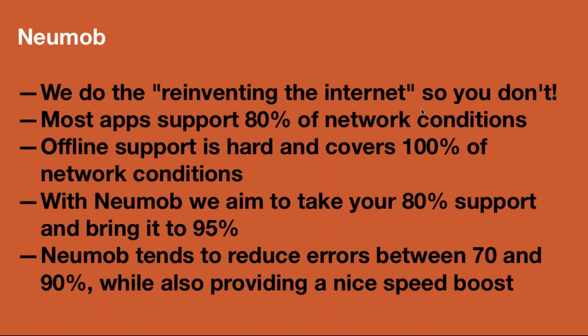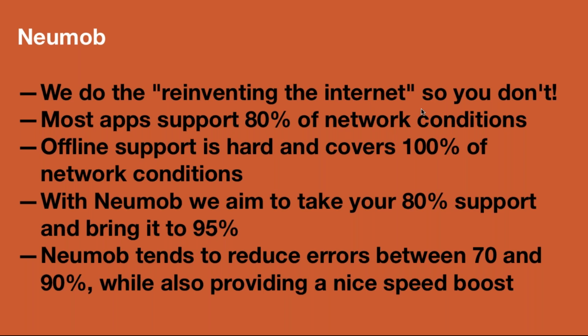So when you build an app, we like to say that most apps support about 80% of network conditions. They'll work on a slow connection, not very well. They'll work on a fast connection very well. They won't really work very well at all on no internet connection, unless that's been anticipated in advance. If you want to add offline support, that will cover all network conditions. But then you run into these problems with synchronization, with understanding where the network is, and so on. And so you're kind of stuck, right? With Neumob, what we do is we take that 80% support that you have, you drop in our SDK and add in a couple of lines of code.